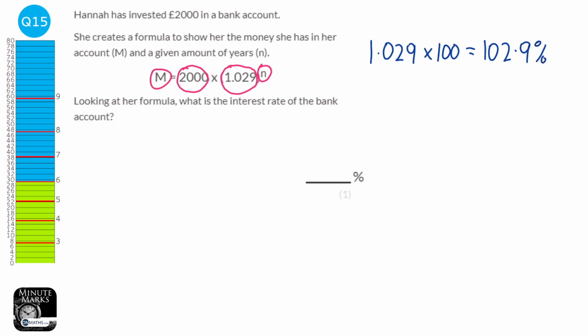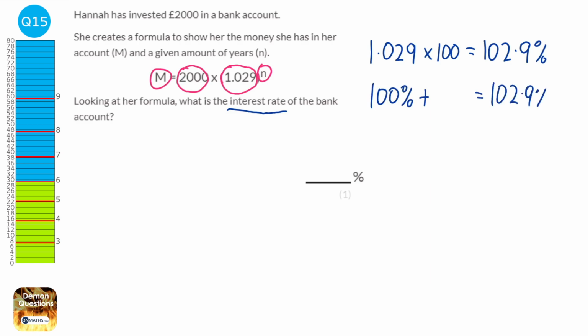102.9%. Now it says, what is the interest rate of the bank? Well, this 102.9% is 100% plus the interest rate, which will equal the 102.9%. So the interest rate is going to be the 2.9%. You always start off with 100%.